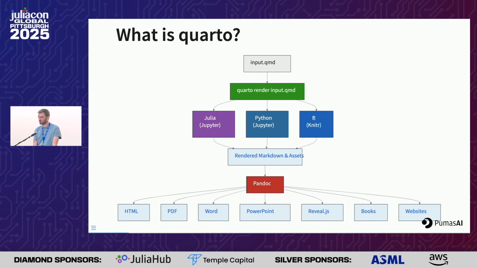And once your code is executed, it is put together again with the markdown you've written into a final pandoc markdown dialect. And this is then piped to pandoc, which, if you don't know, is a tool that can convert documents from all kinds of formats into other formats. And this is then used to create the output files, which can range from HTML, PDF, Word, Reveal.js, which is what I'm using for these slides, books or websites. So the range is really, really huge.